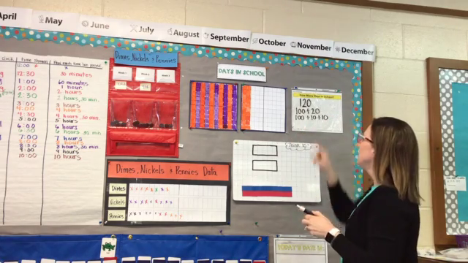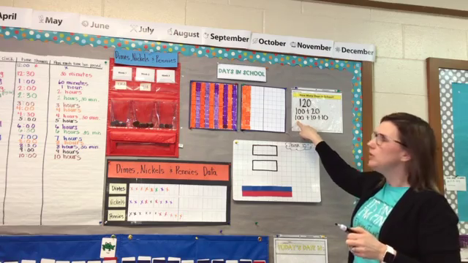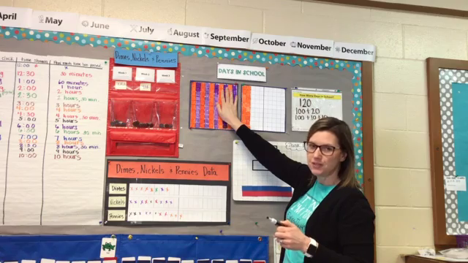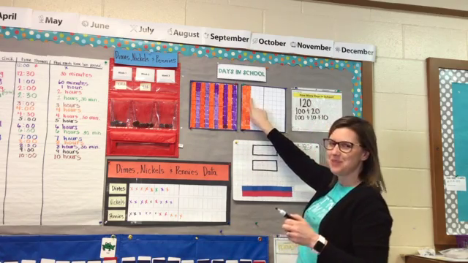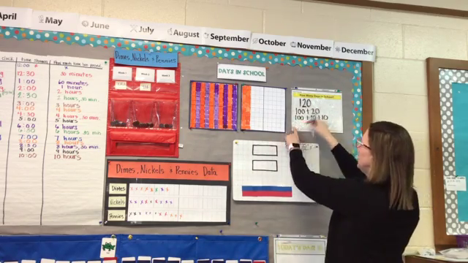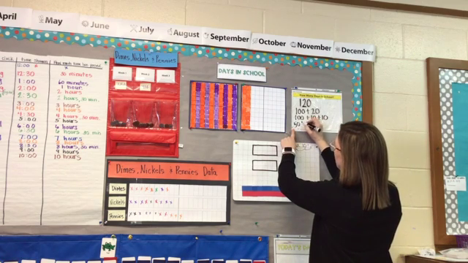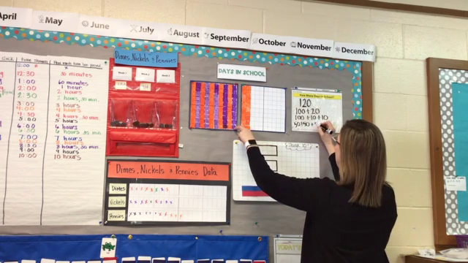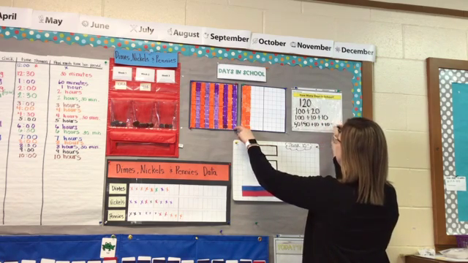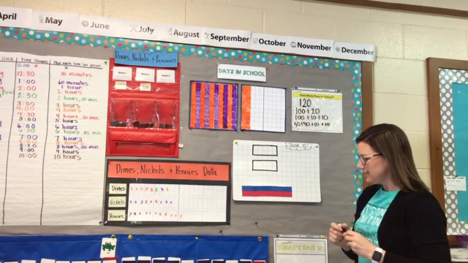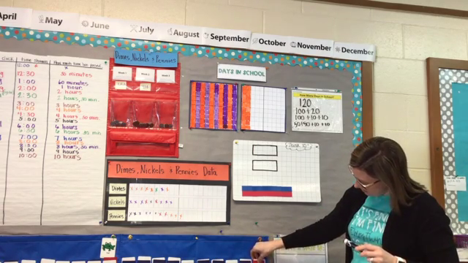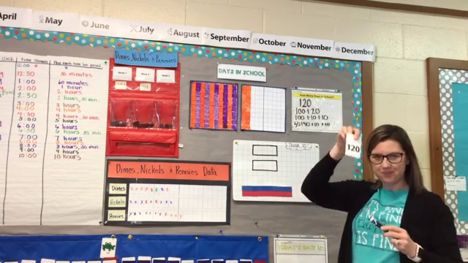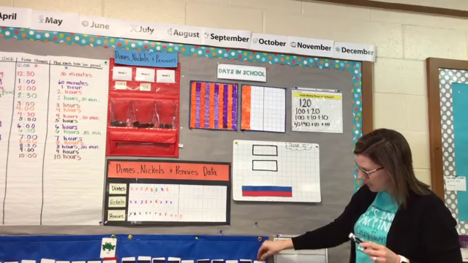We could even look at our 100, and we could look at 50 plus 50 plus 10 plus 10. We can break down our 100. 50 plus 50 plus 10 plus 10. All right, and so let's uncover our 120. We made it to 120 days.